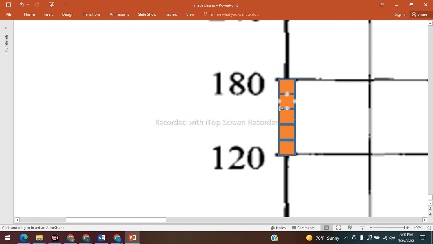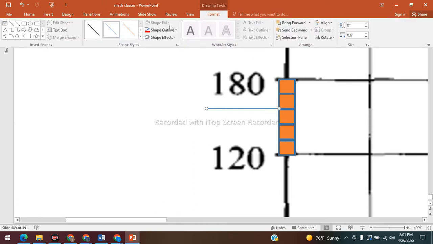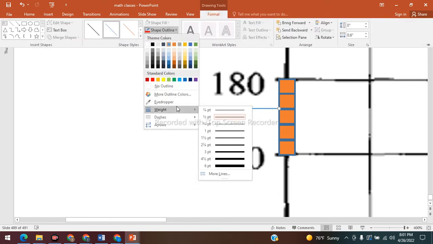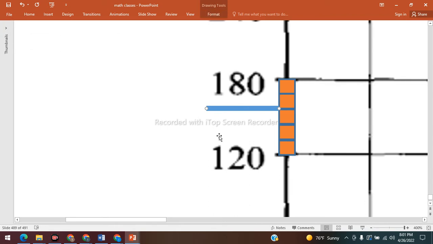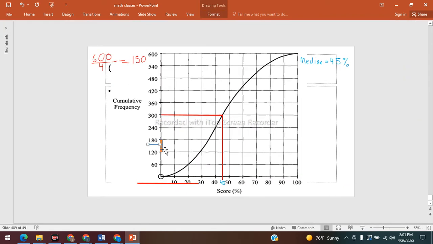So right here, again, 130, 140, and 150. So 150 would be right there, right? So again, 130, 140, and 150. So let's add some weight into this. I'll add some weight so we could see it. So there we go. All right, so just need to extend this line right now some more.